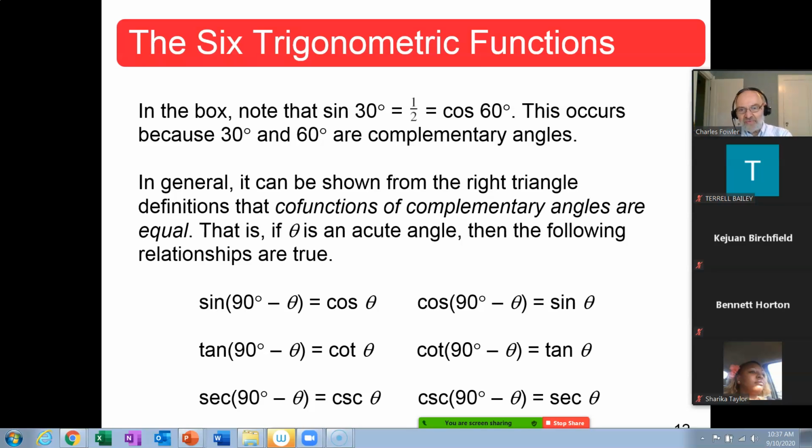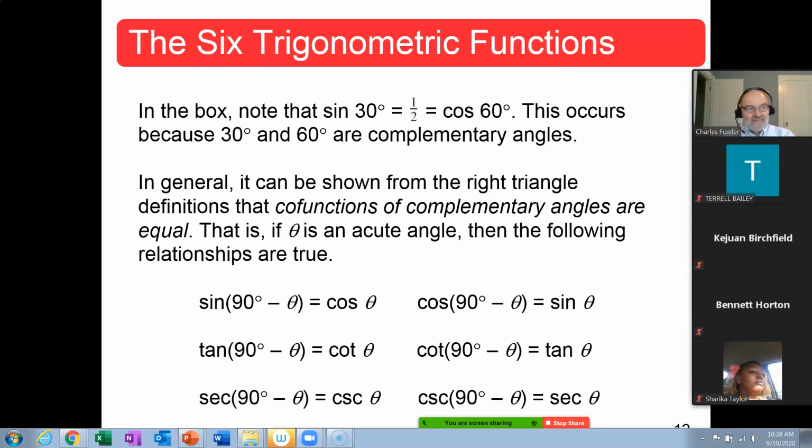So these relationships are true. The sine of the complement of theta is the cosine of theta. The cosine of the complement of theta is the sine of theta. The tangent of the complement of theta is the cotangent of theta. The cotangent of the complement of theta is the tangent of theta. The secant of the complement of theta is the cosecant of theta, and the cosecant of the complement of theta is the secant. Okay, so the cofunction of a complementary angle is the same as the function of that angle.